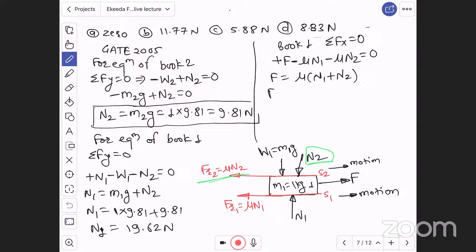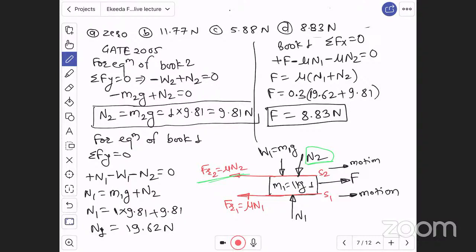Now put the values. Force EF is equal to coefficient of friction, which is given as 0.3, times N1 which we have calculated as 19.62, plus N2 which is 9.81. If you solve this for EF, you will find the answer equal to 8.83 Newton. So for this question, the answer is 8.83 Newton. Therefore, option D is the correct choice.